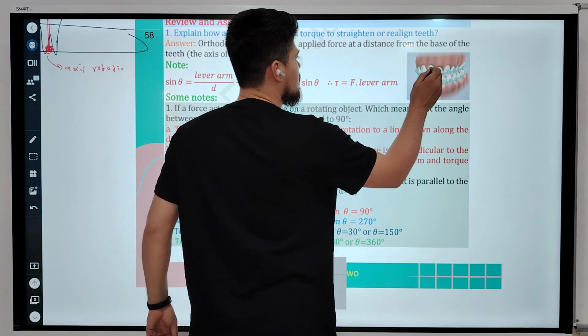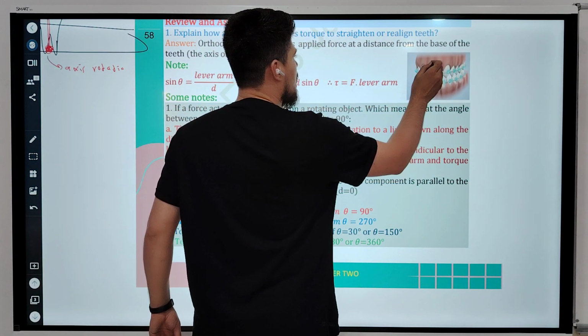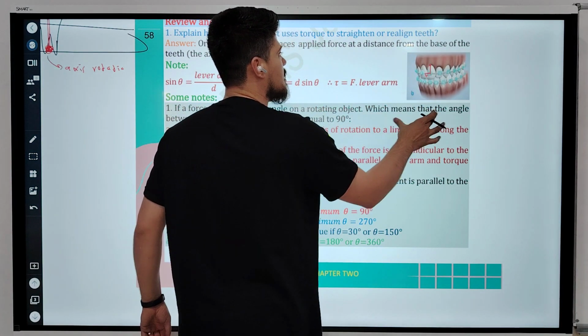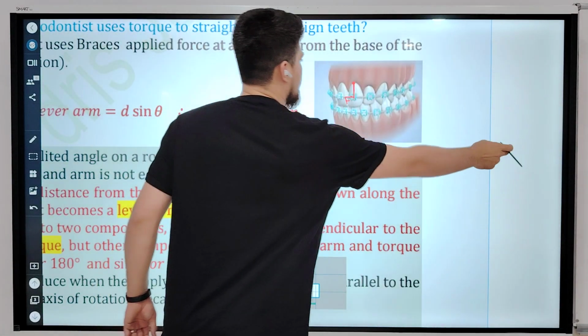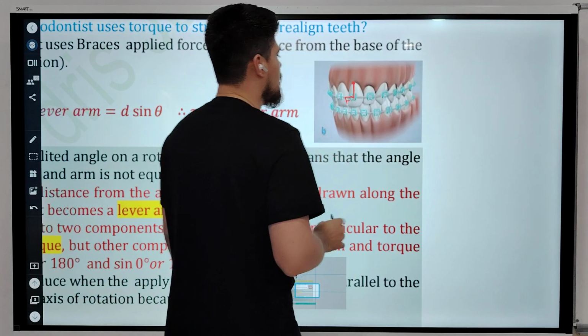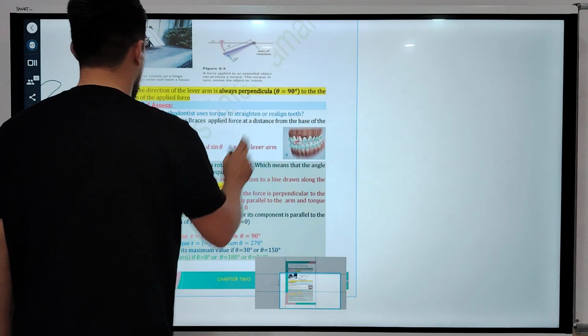Look, these are the braces. This is force applied from a distance. This is the distance. Applied force from what? From a distance, to straighten or realign the teeth.